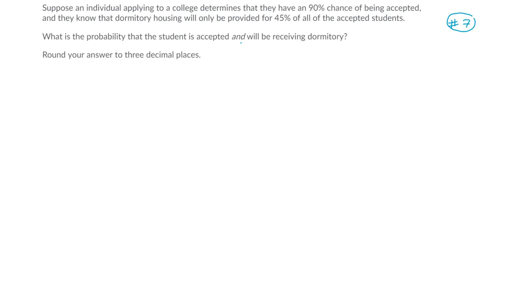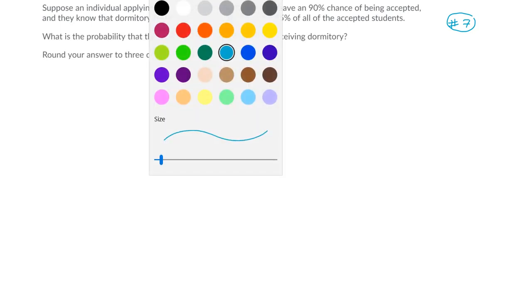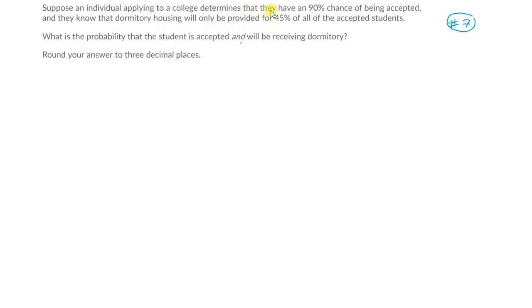Sorry about that. Okay, and now in problem 7, they're not giving us abbreviations for these events, so let's just name them a little bit. You've got a 90% chance of being accepted. So accepted, we'll call this event A. And the other event is getting a dorm, so we'll call this event B, getting a dorm.